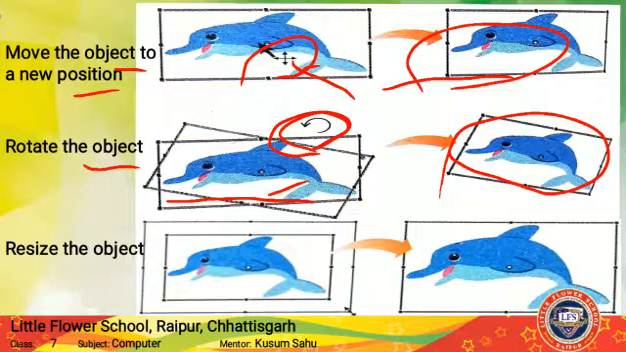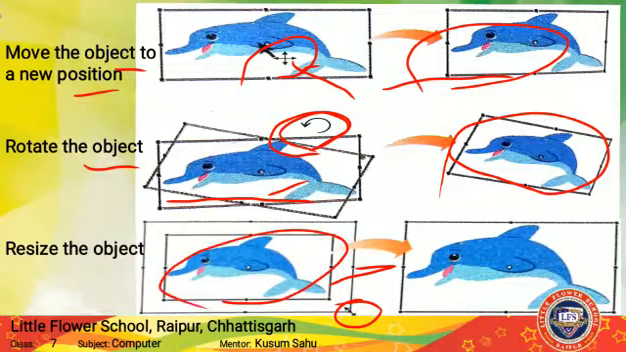For that, we have to bring the mouse pointer over a corner handle. Here you can see the mouse pointer there. After that, drag the corner handle carefully to increase or decrease the size of the object. As I told you previously, we drag the mouse pointer from here and there so that we can increase or decrease the size of the object. So here is the smaller size and here is the bigger size of the object.